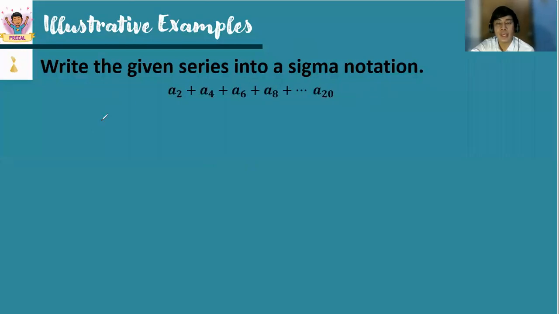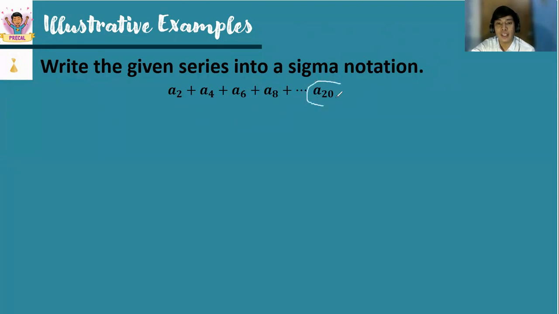Next, we have a sub 2 plus a sub 4 plus a sub 6 plus a sub 10 plus and so on a sub 20. Some students might think that there are 20 terms in this given sequence, but actually there are not 20 terms in there. Instead, there are only 10 terms from a sub 2 going to a sub 20. So be careful about that pattern.